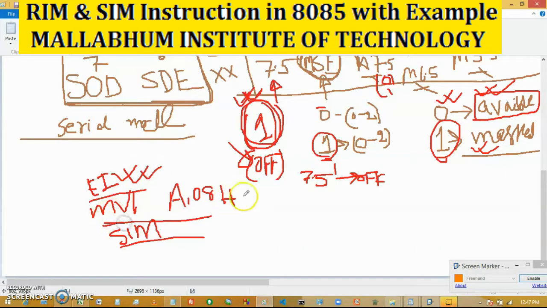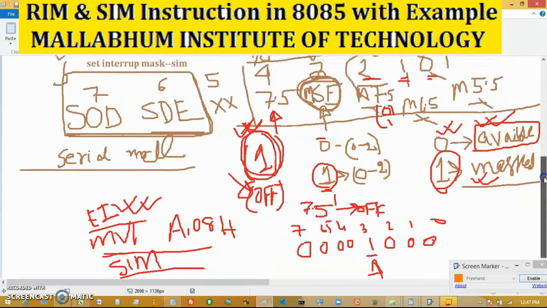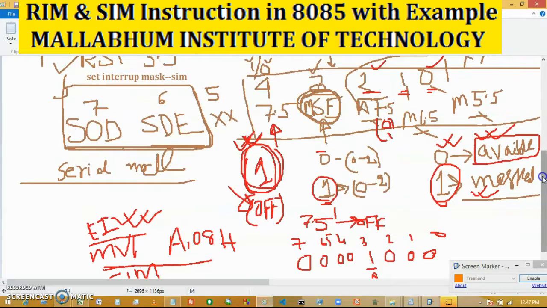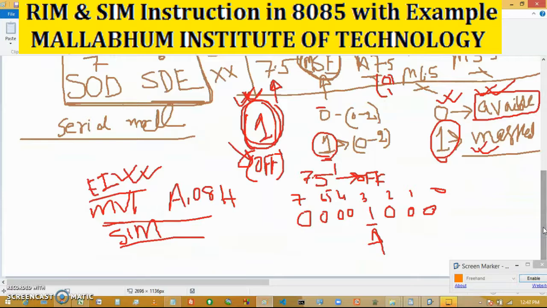Now MVI A, 08 means 0000 1000, since 8 means 1 0 0 0. Okay, so the meaning of this: if bit D3, suppose this is 0 1 2 3 4 5 6 7, you can see that bit D3 is equal to 1. If bit D3 is equal to 1, you can easily say that the mask set enable flip flop is 1. Now bits D2, D1 and D0 all are 0. All are 0 means we are enabling all the flip flops.